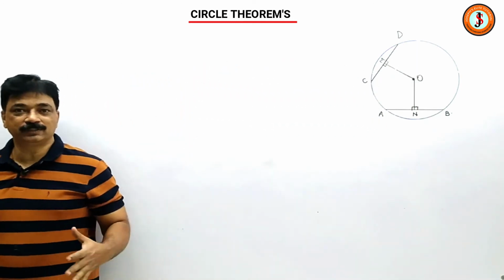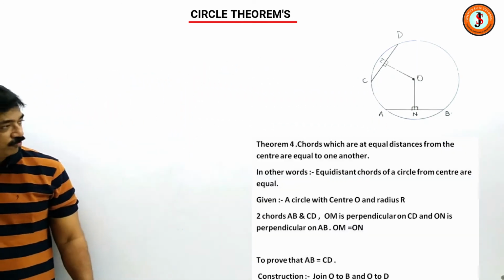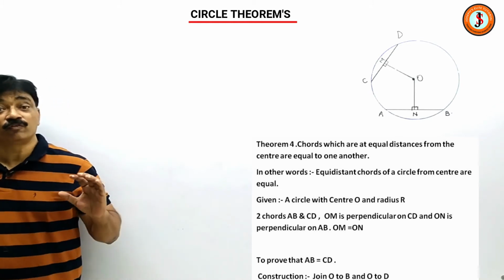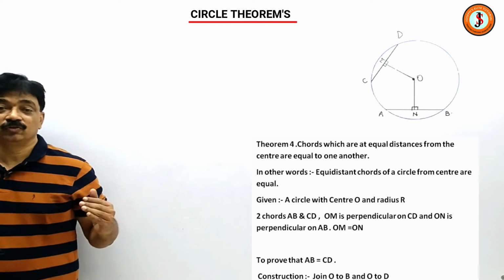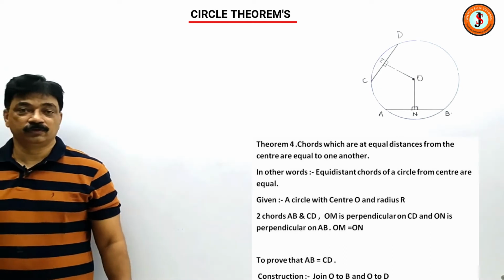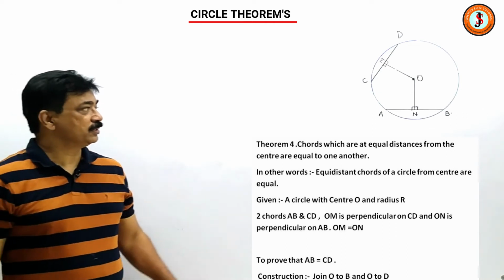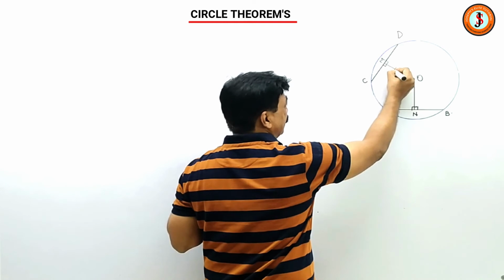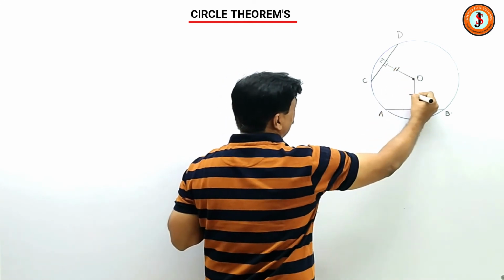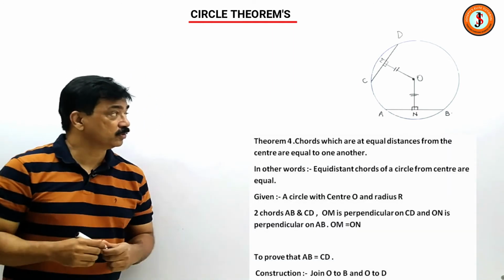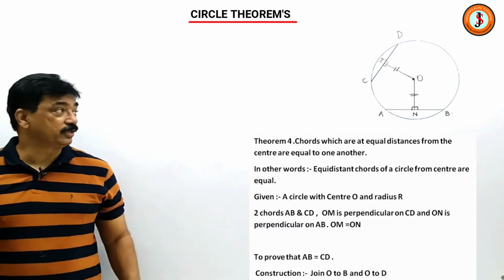Now children, what does theorem 4 say? Theorem 4 says chords which are at equal distance from the center, they are equal. So what does this mean? It means that if AB and CD are two chords and OM is equal to ON, that means the distance from the center, and distance means perpendicular distance, are equal, then the chords are equal.